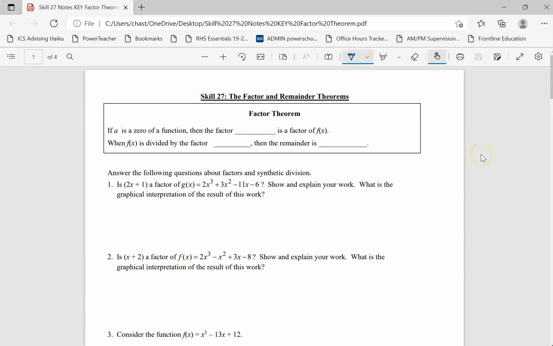Hey, pre-AP, pre-calc students. Today we're going to talk about the factor and remainder theorems. And so to do that, let's start with the factor theorem.